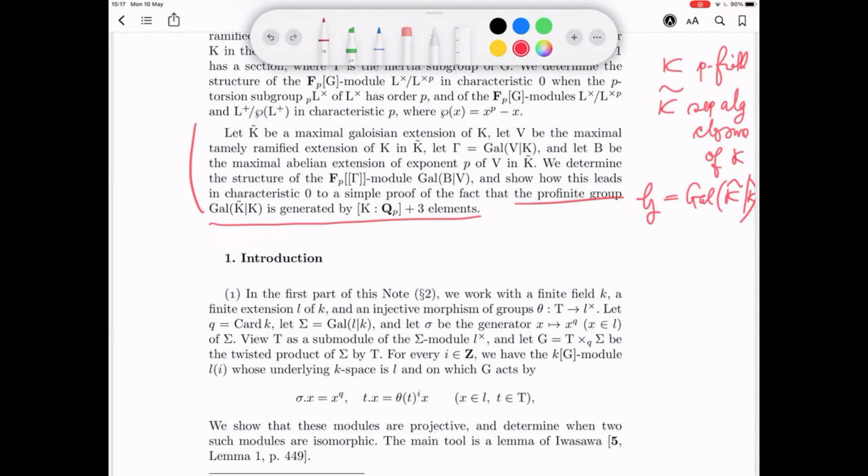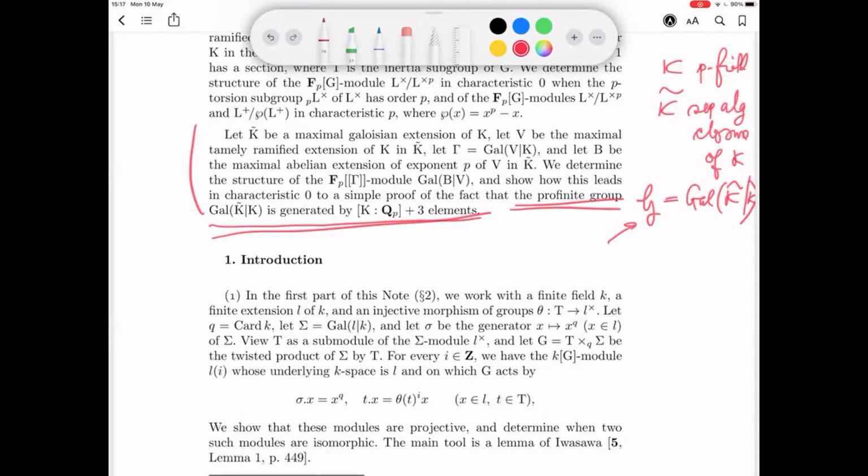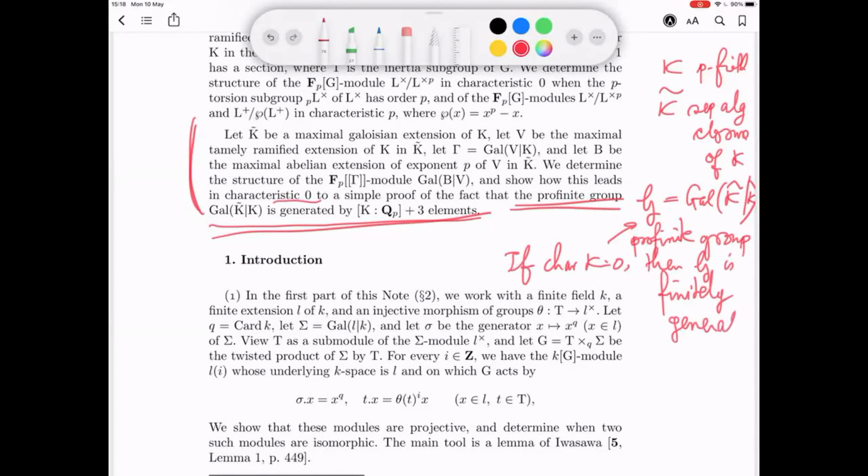Now, one of the applications of what we are going to do is that this group, of course, is a profinite group, like the absolute Galois group of any field whatsoever. But our determination, the fact that we are going to determine the Galois module structure, says that if the characteristic of K is 0, then this G is finitely generated, as a profinite group.